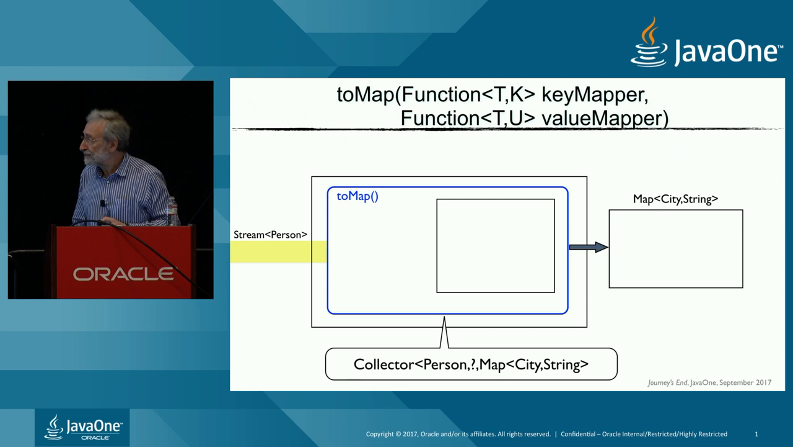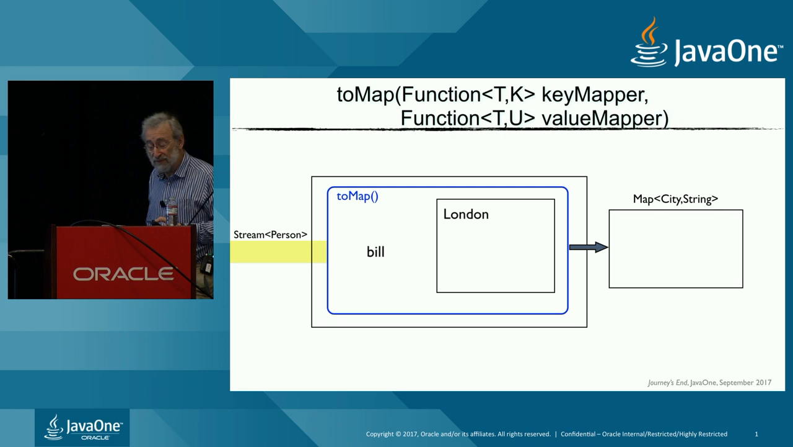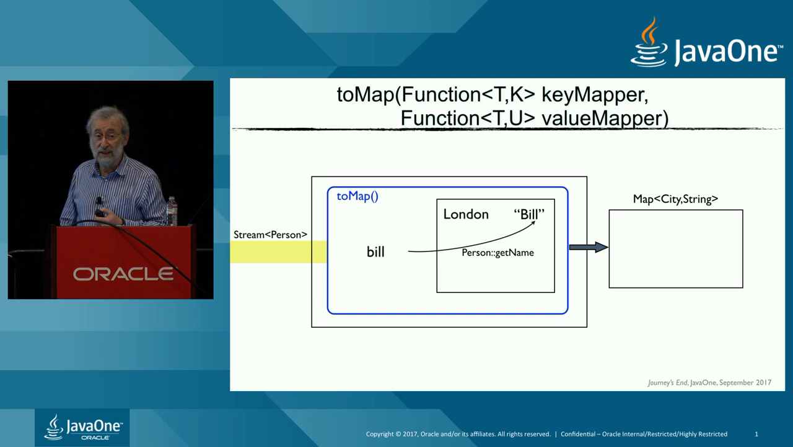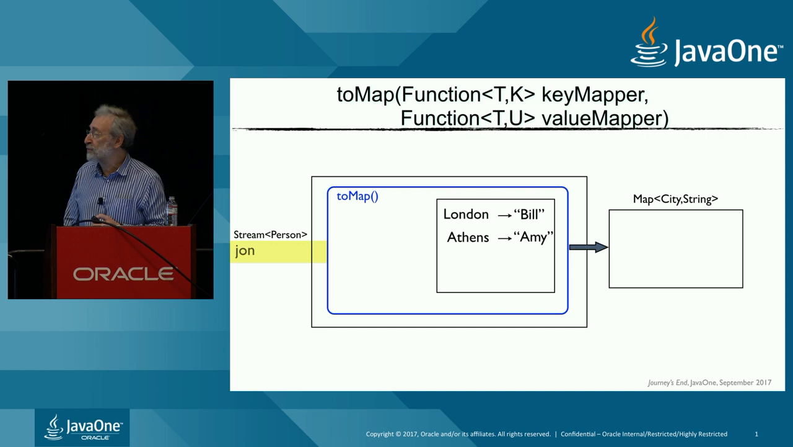Again, it's kind of simple. Bill comes in. Where does Bill live? He lives in London. So London becomes the key for that entry, and Bill's name is, surprisingly, Bill, and so that becomes the value for that entry. And now here comes Amy, and Amy lives in Athens, and her name is also Amy. So in this way, we build a map up.